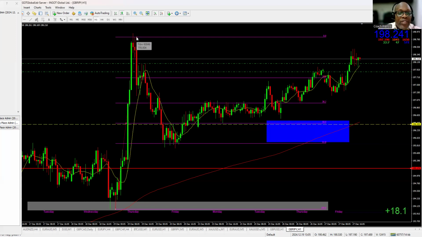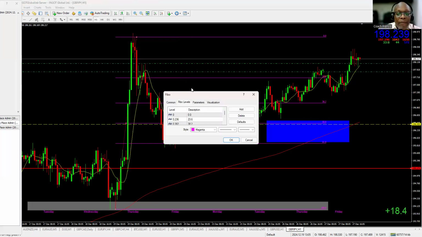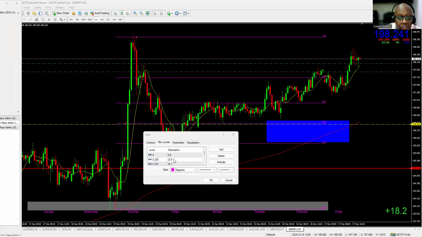Okay, let's right click again to open up the settings box. So this is the settings box. So you can see here, 23.6, there we have it. It's hidden behind the moving average there. Then we have the 38.2, which is here. Then we have the 50, which is here. So you can see the way they've numbered, they've described it, and you can see the levels.